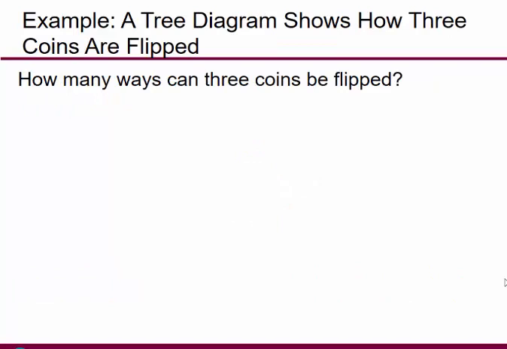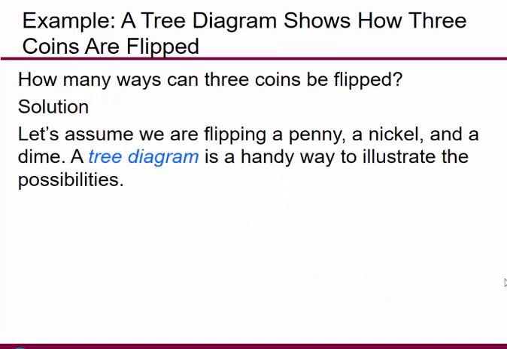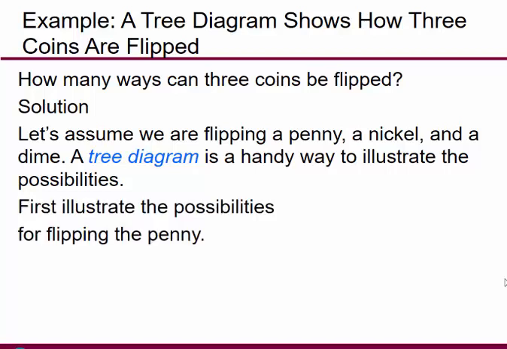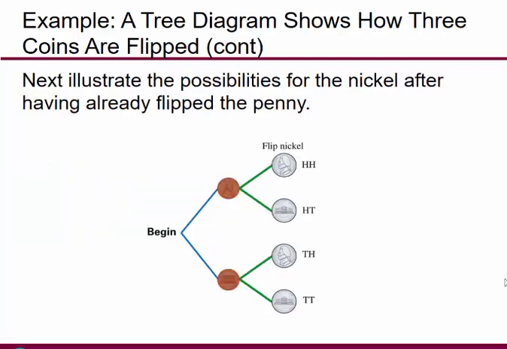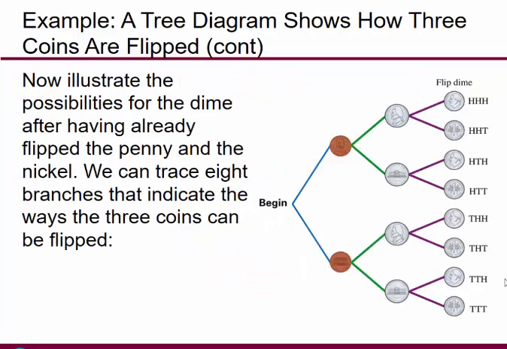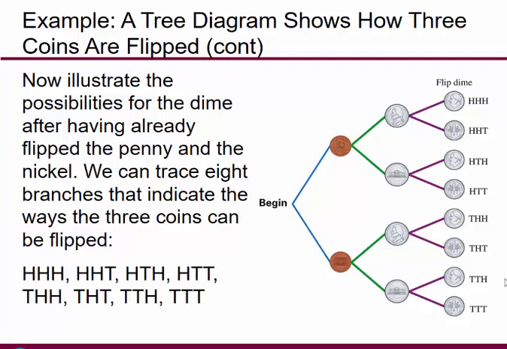Now, how many ways can 3 coins be flipped? Let's make the assumption that we're flipping a penny, a nickel, and a dime. A tree diagram is a handy way to illustrate the possibilities. First we're going to illustrate the possibilities for flipping the penny. Then we illustrate the possibilities for the nickel after we've already flipped the penny. And then we illustrate the possibilities for the dime after having flipped the penny and the nickel. So we can trace the 8 branches that indicate the ways 3 coins can be flipped. It starts with HHH and ends with TTT. So you can see that we have 8 possibilities.